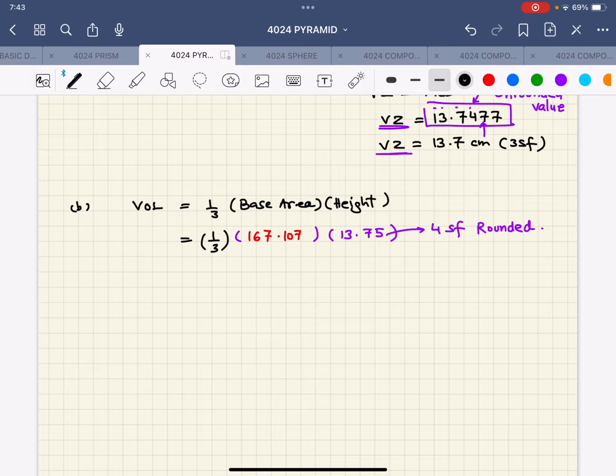So therefore 167.107, I'm multiplying it with 13.75. I'm further multiplying it with 1/3. So I'm writing a fraction. This is 1 at the top and 3 at the bottom, or I could have divided by 3. And this comes out to be 765.907. And since this is the 4th significant figure, therefore the volume is 766 centimeter cube. This answer is given correct to 3 SF.